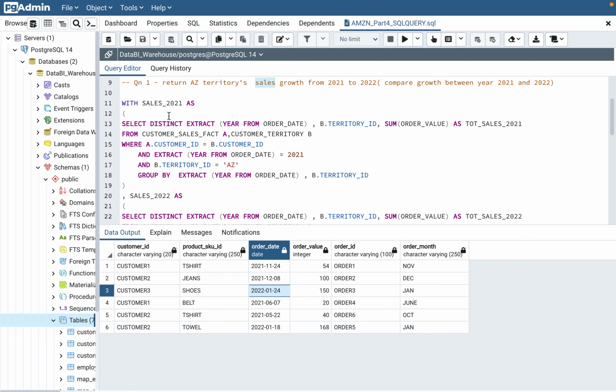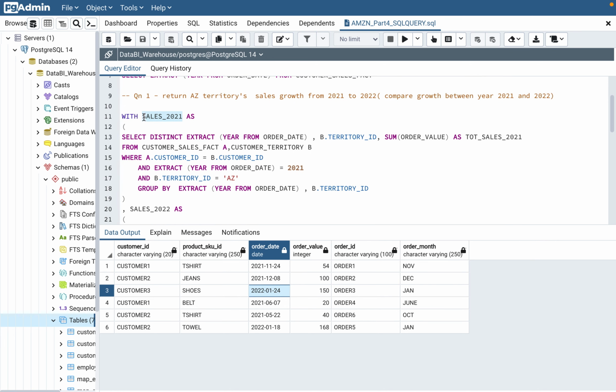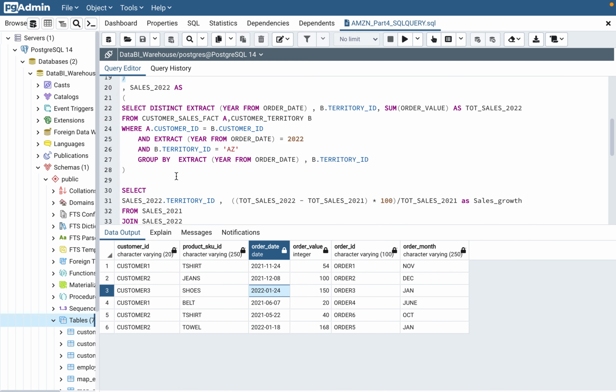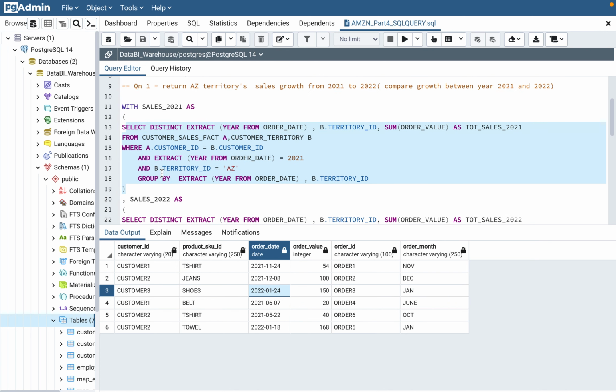For now, when you use WITH and a table name, you are basically creating a kind of temporary table within that query. It's going to store the data of this query into this table, and we can reuse this table later on, as you will see in the later queries.